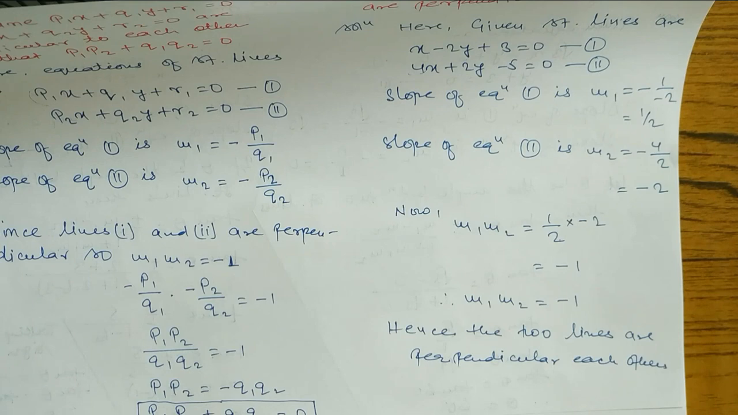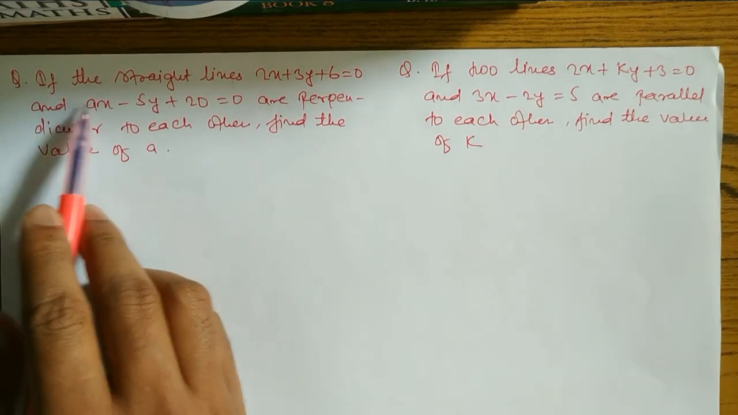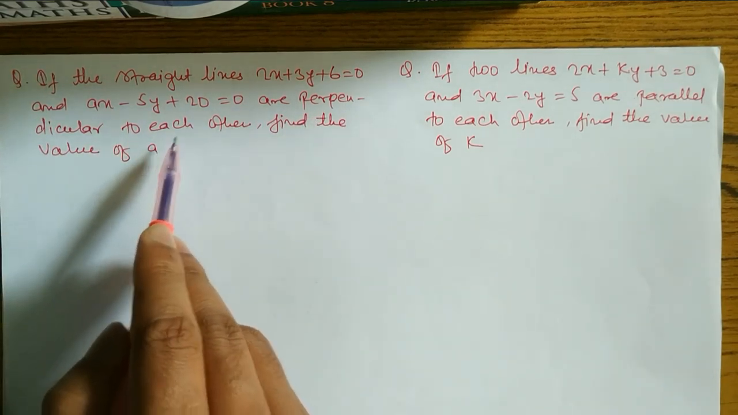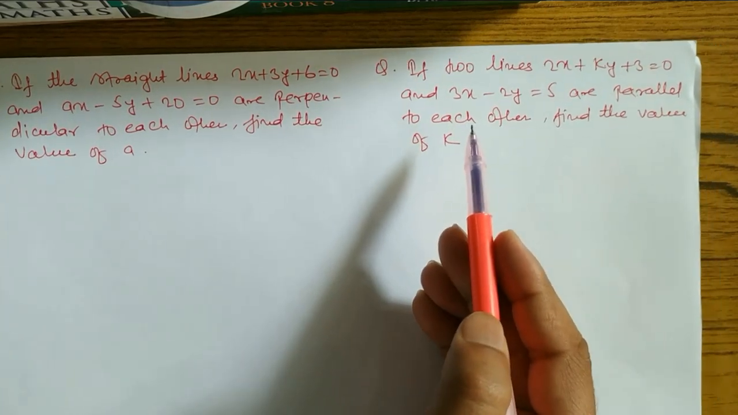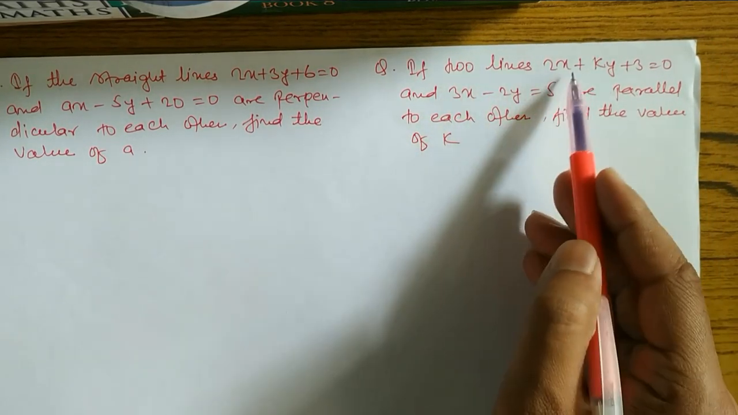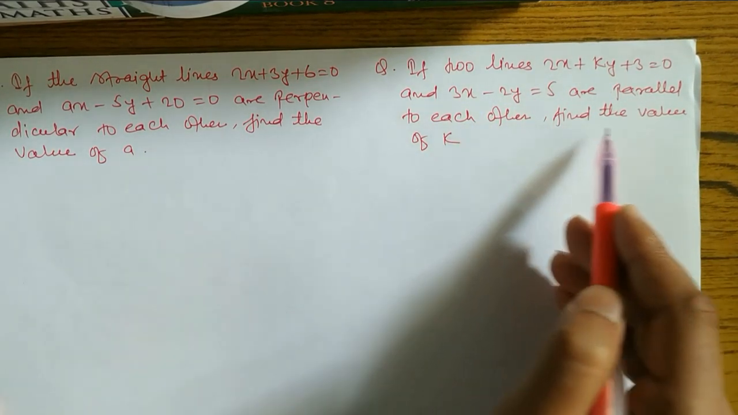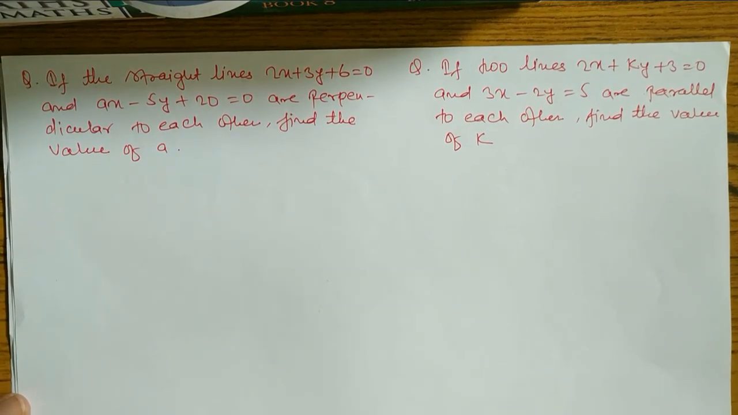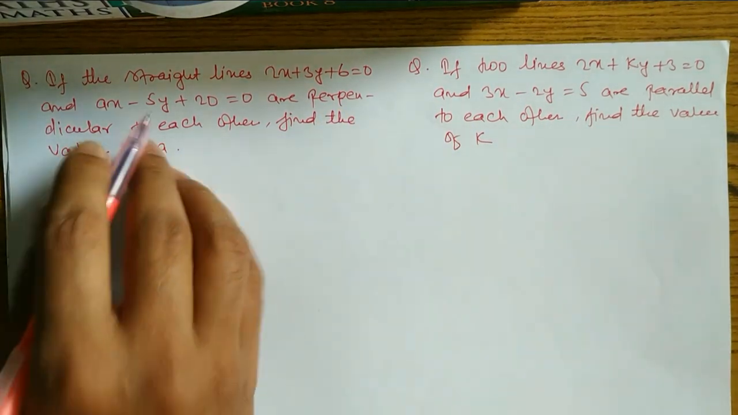Okay, the next question. Look at this question. If two straight lines are given, and they are perpendicular to each other, find the value of A. Similarly, another question: if these two lines are parallel to each other, find the value of K. The questions are similar, just one is parallel and the other is perpendicular. So let's start.